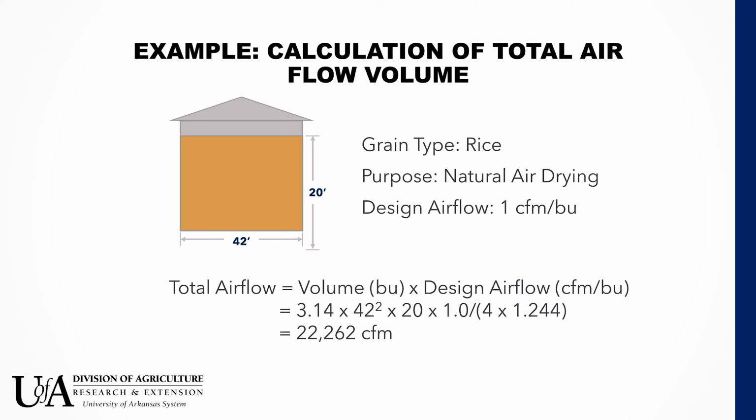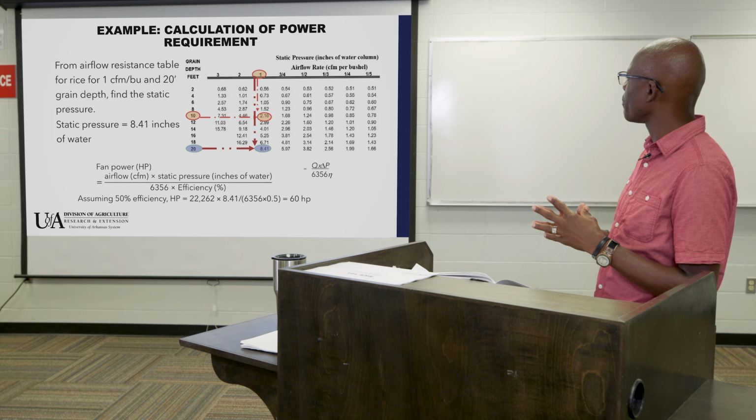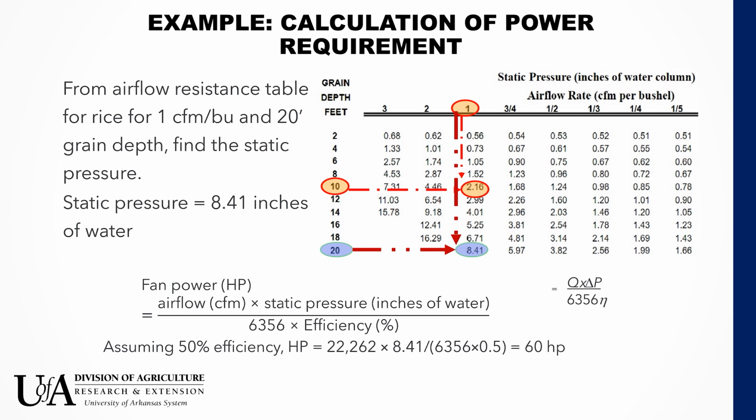To be able to do that, we need to remember the relationship that 1 bushel is the same as 1.244 cubic feet. And that's where that constant 1.244 is coming into that equation. If you do that calculation right, you'll realize that the total airflow is going to be 22,264 cubic feet per minute.